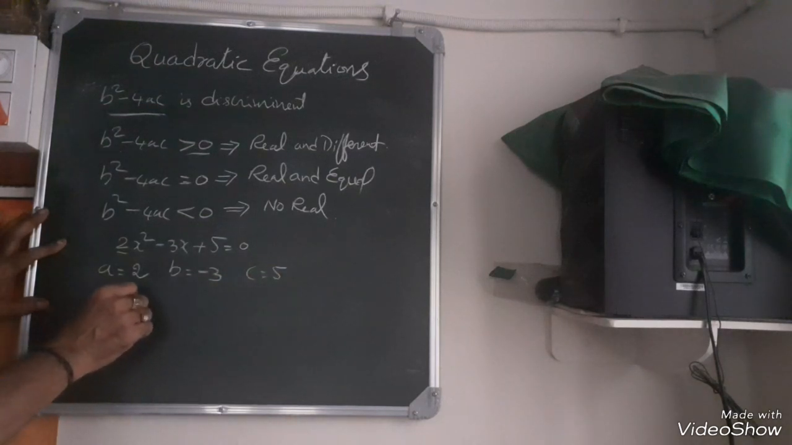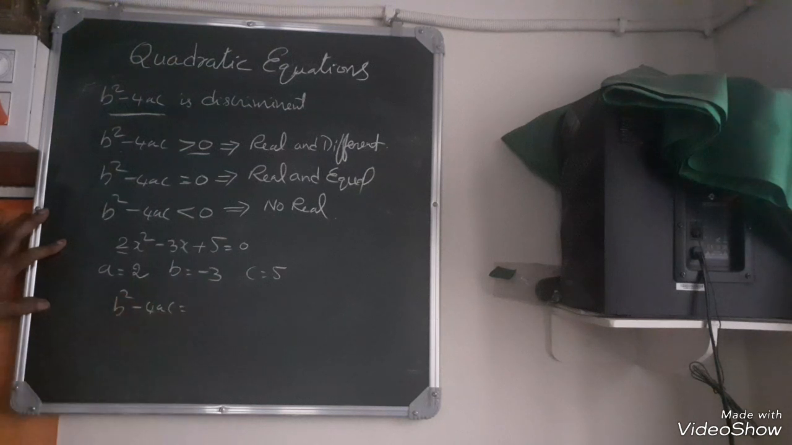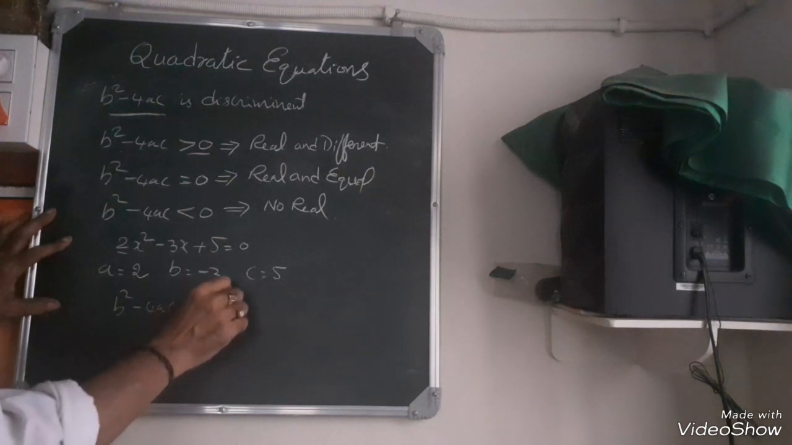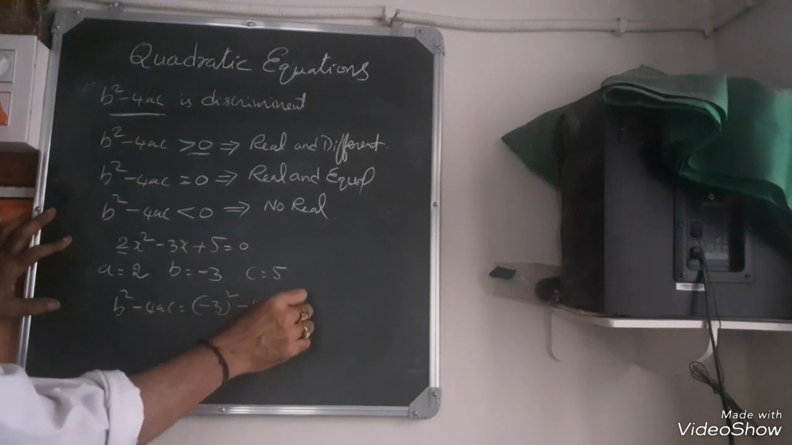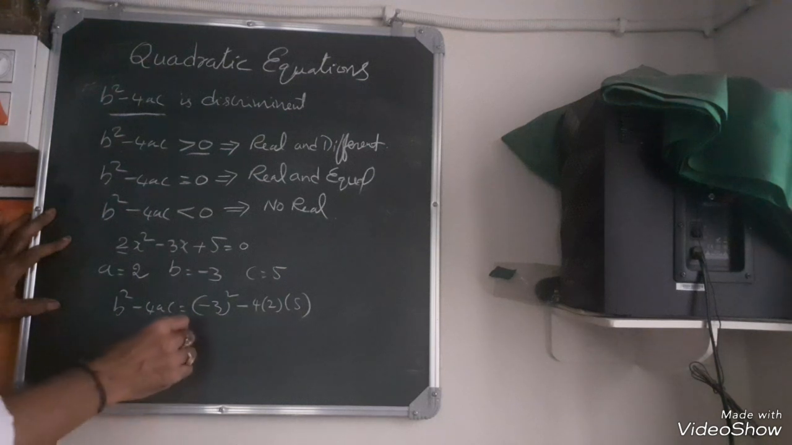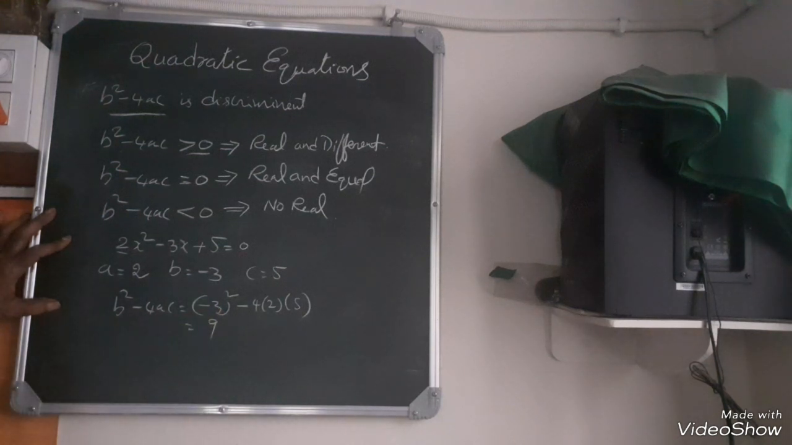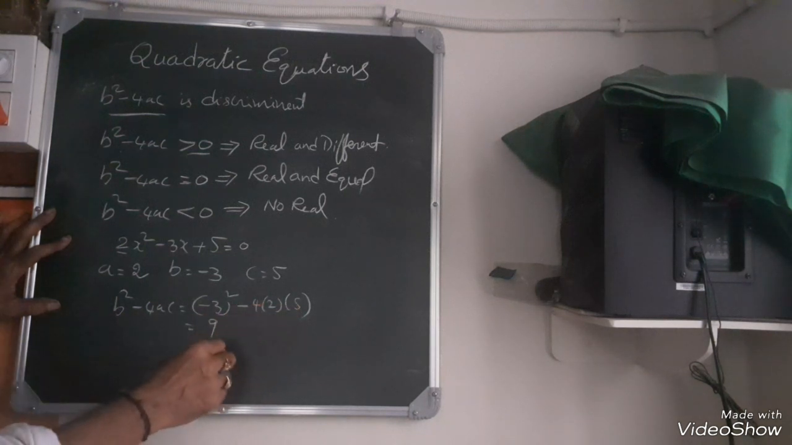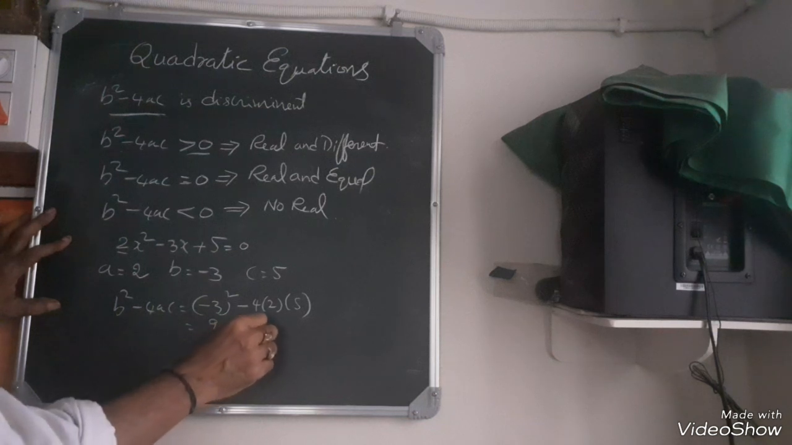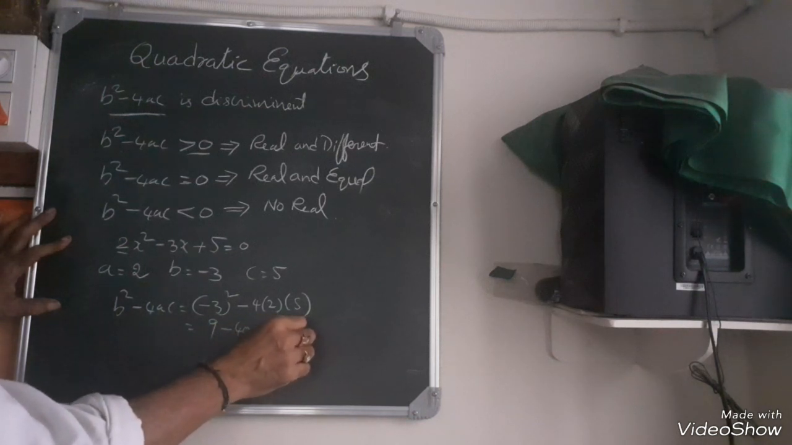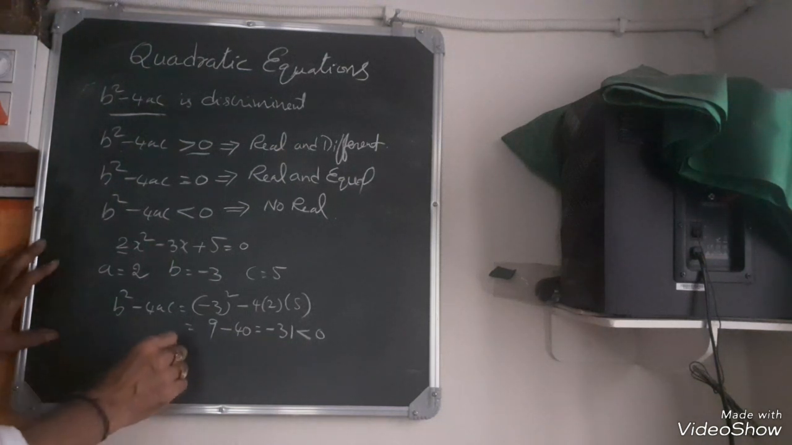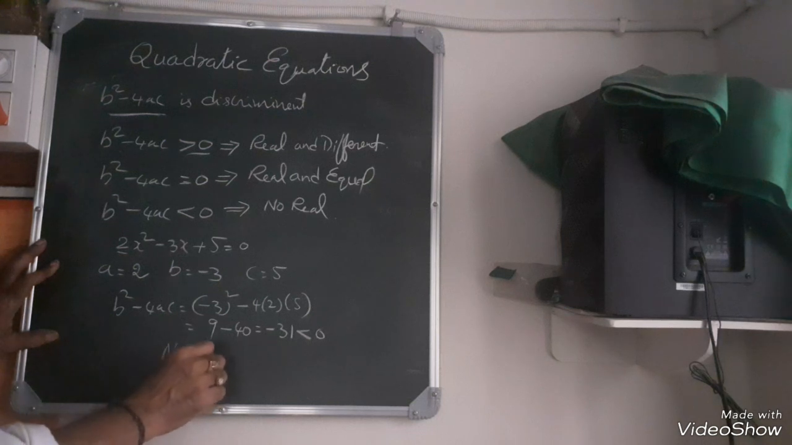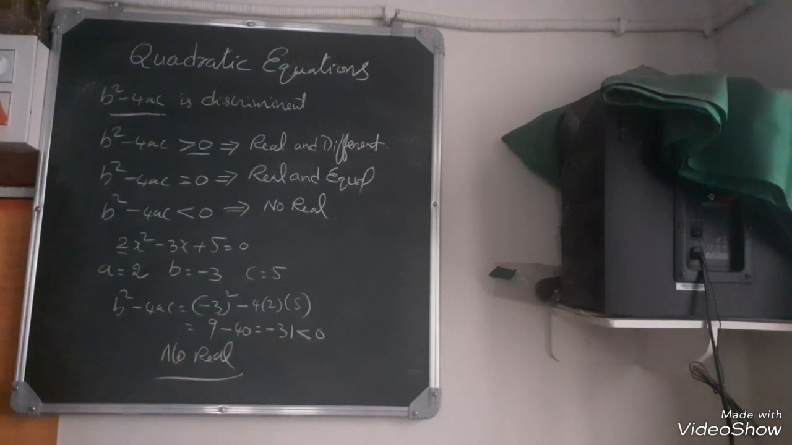So you find b square minus 4ac. b square is minus 3 square, minus 4ac, 4 into a, 2, into c, 5. Then we get 9, minus 3 square is plus 9, minus 4 into 2, 8, 8 into 5, 40, minus 40. So we get minus 31. So we are getting less than 0. So what is the nature here? No real roots. Is it clear?